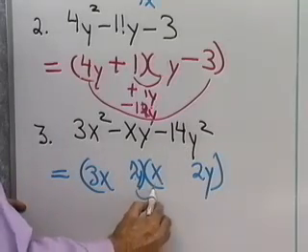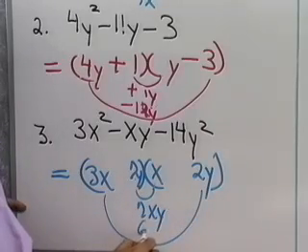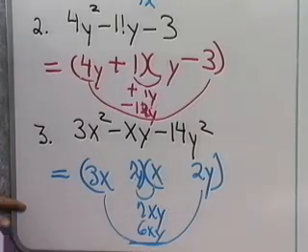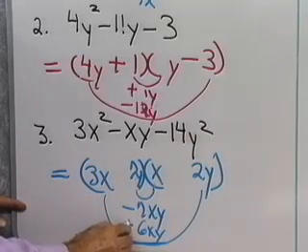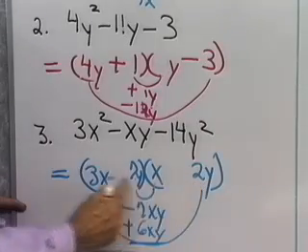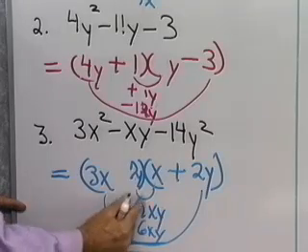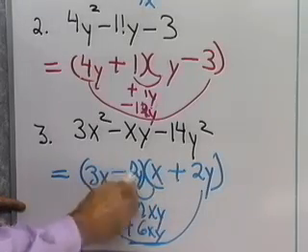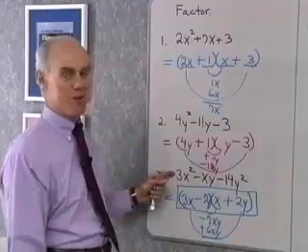Inside I have 7xy. Outside I have 6xy. Those will add up to negative 1xy if that is negative and that's positive. The 6xy, I want it positive. It came from 2y times 3x, so I'll make that positive. The 7xy, I want it to be negative. It came from 7y times x, so I'll make that negative. So there are the two factors for this trinomial right here.